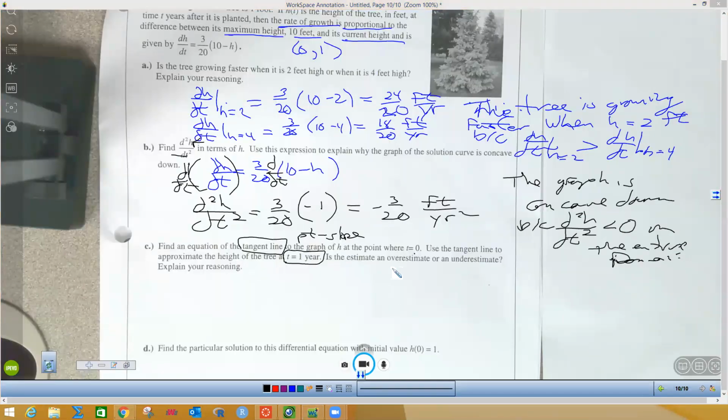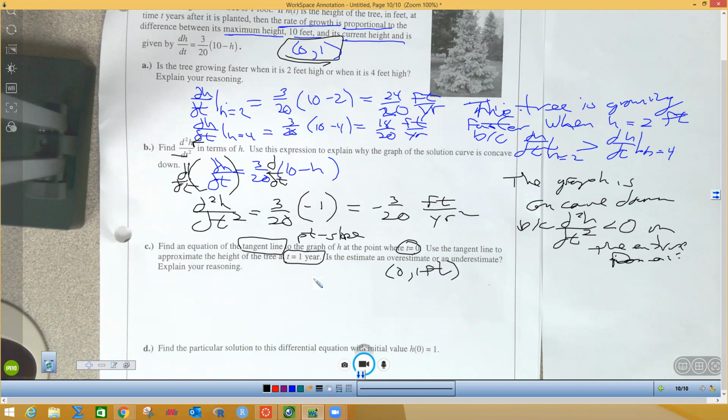All right, so we need to do what? What do we got to find out? Anybody know? What two things do we need? Point and slope. All they gave me was a time of 0. What did they tell me up here in the problem? At time 0, what was my tree? So at time 0, the tree is 1 foot.